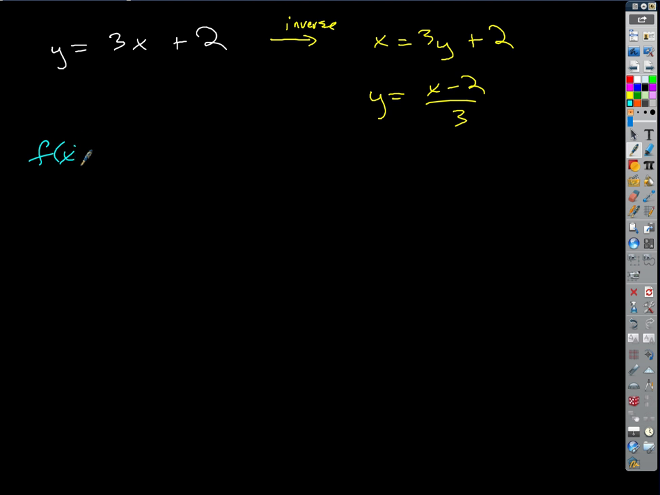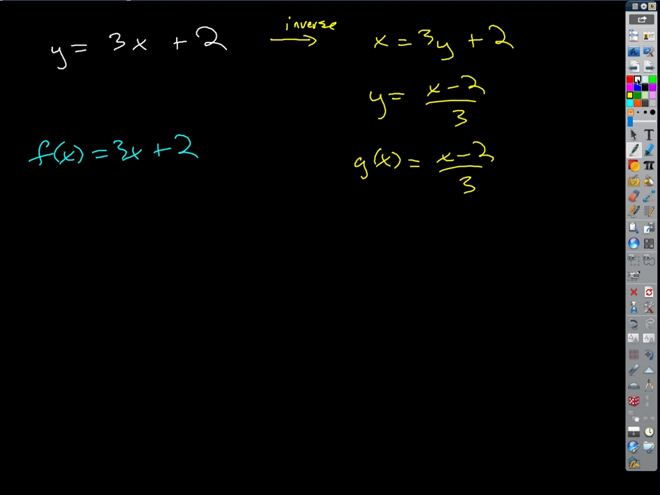So if we call the original function f of x, and we calculate the inverse, and we're going to call the inverse g of x, how could I verify that those are inverses? If you plug it in, then you end up with x. They undo each other, right? That's what inverses do, is they undo each other. So if I did a composition of these functions, and it has to work both ways.